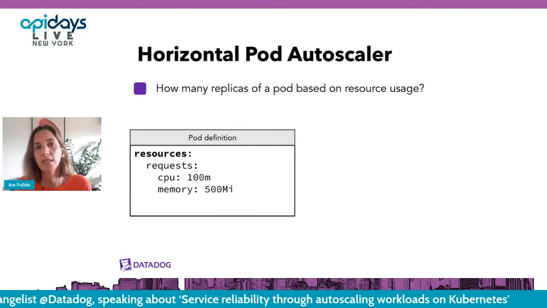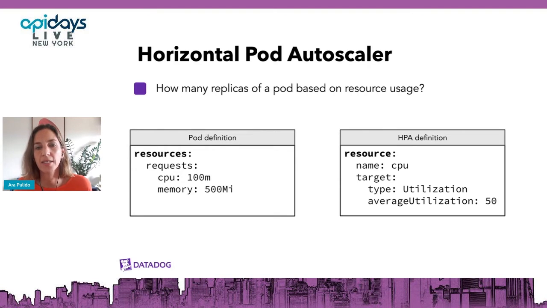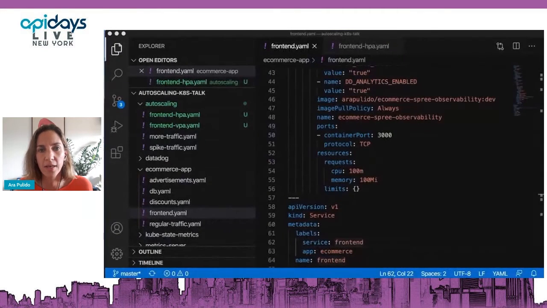So you can create an HPA object, a horizontal pod autoscaler object, with this definition, basically saying, if the CPU of my pod, of my deployment, goes above, on average, 50% of what I requested, add more replicas. Let's see quickly a demo to see this in action.